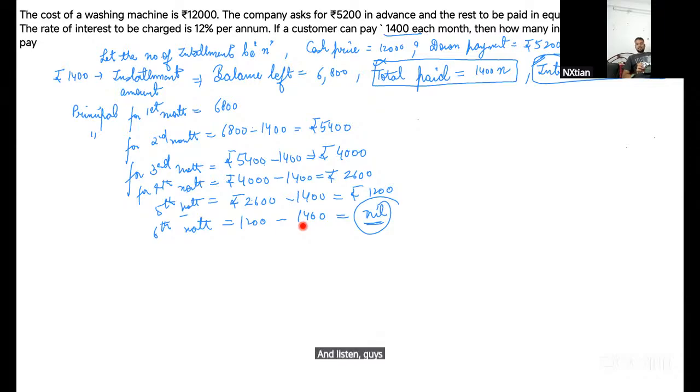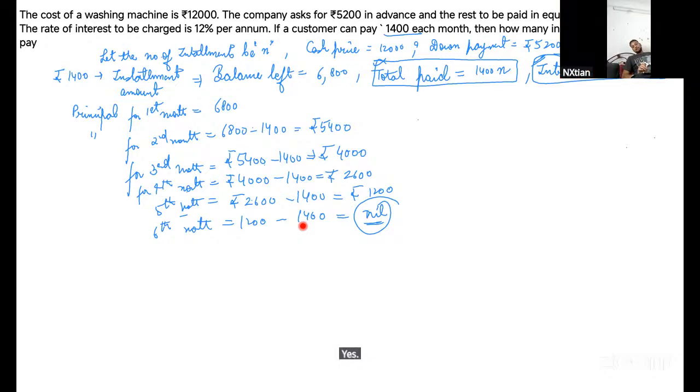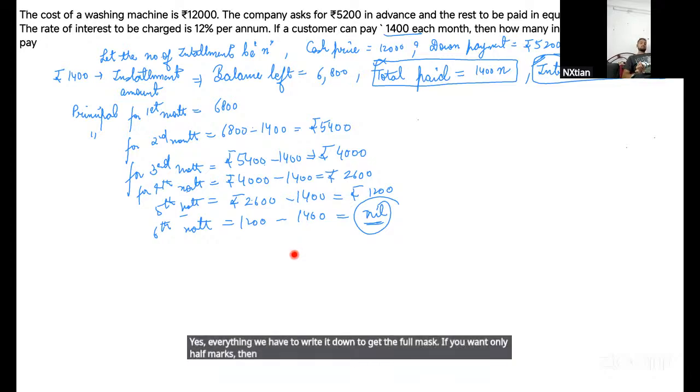Yes or no? What I'm trying to say. Yes, sir. So this step we need to write in the exam. Yes, everything we have to write down in the exam to get the full mark. If you want only half marks, then you can stop here and say number of installments is 5.